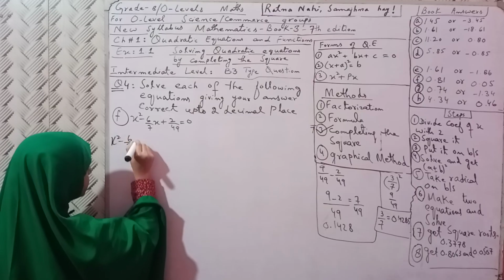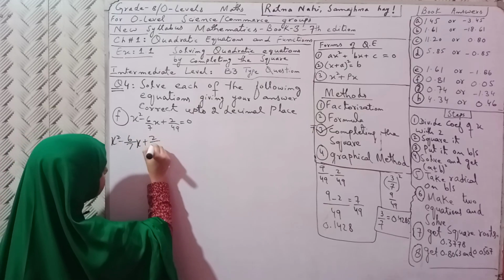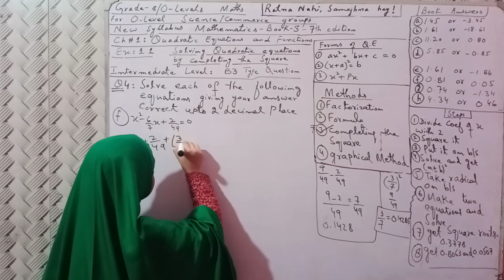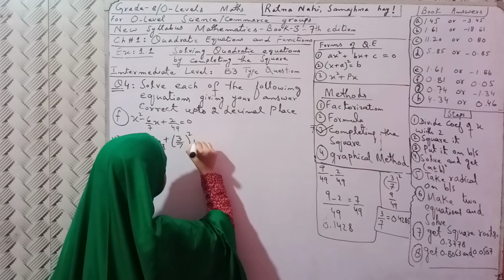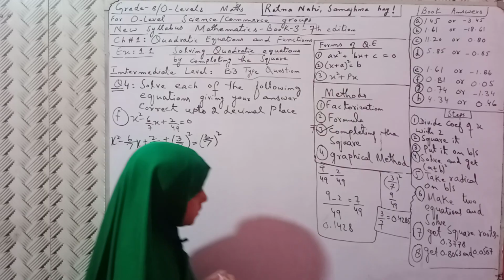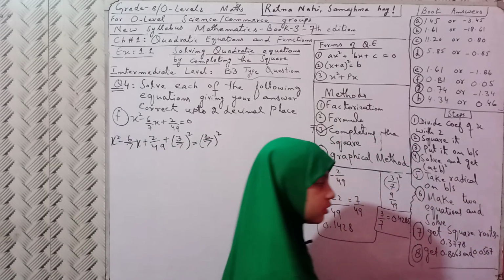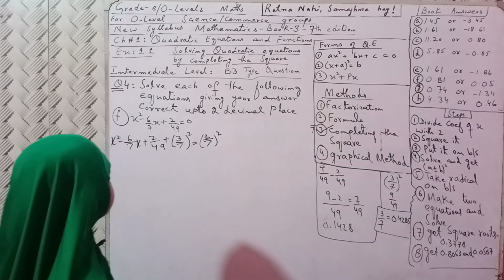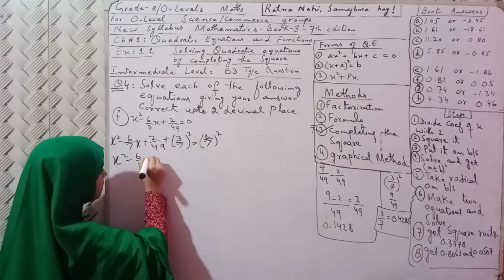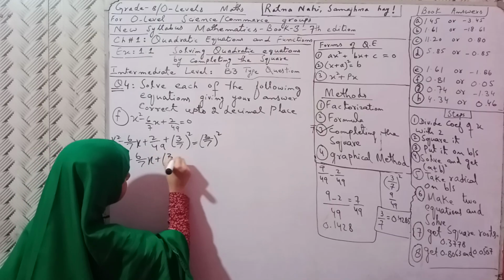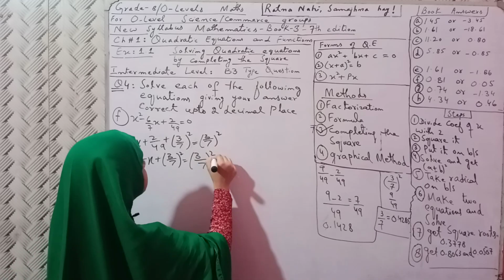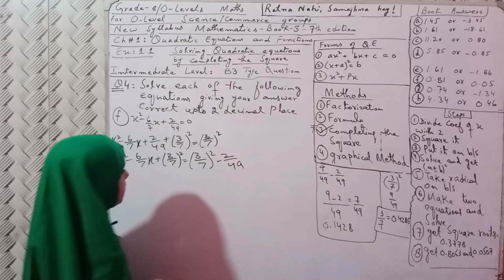minus 6 upon 7x plus 2 upon 49 plus (3 upon 7) whole square is equal to (3 upon 7) whole square. Then solve and get the (a plus b) whole square formula or the (a minus b) whole square formula. So x square minus 6 upon 7x plus (3 upon 7) whole square is equal to (3 upon 7) whole square minus 2 upon 49.